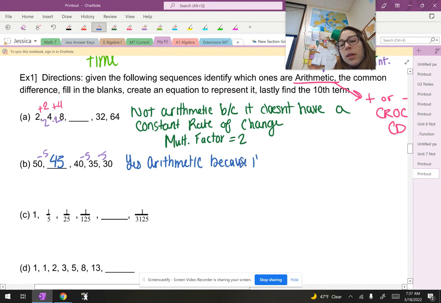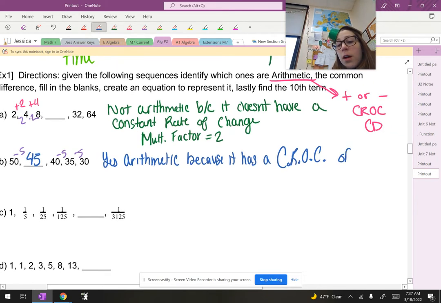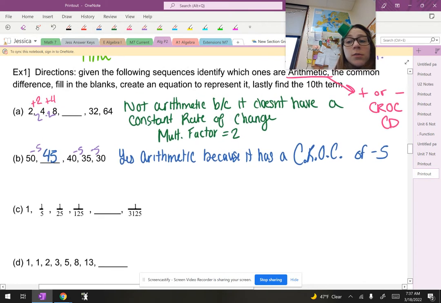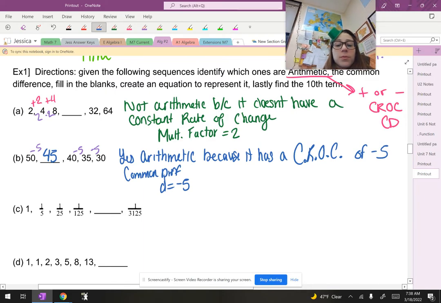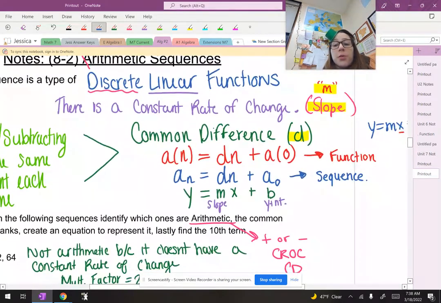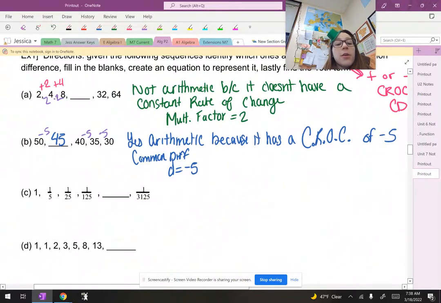because it has a constant, I'm going to abbreviate this from now on, a constant rate of change of minus 5. Okay, so that minus 5 right there, that's my common difference, aka my D value. Right, because we just learned that we're going to be using D as our variable for common difference now. You wouldn't be wrong to use M. M is still the slope. It's still the same thing, just different problems.